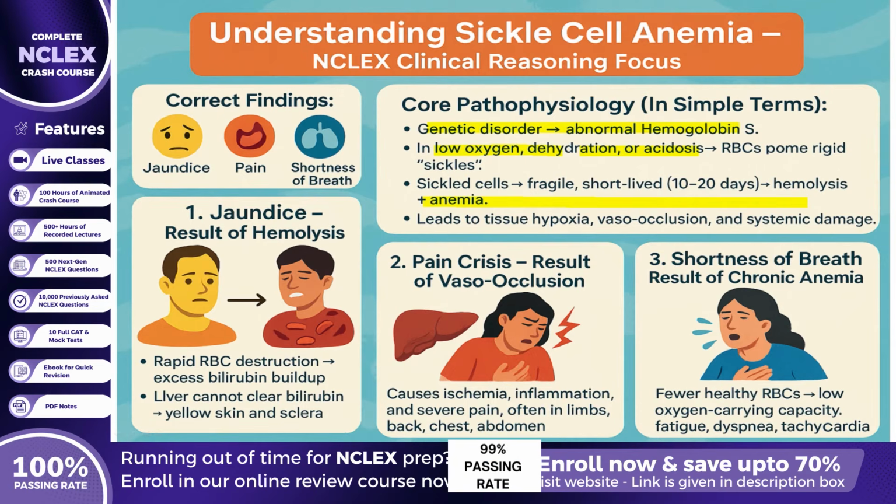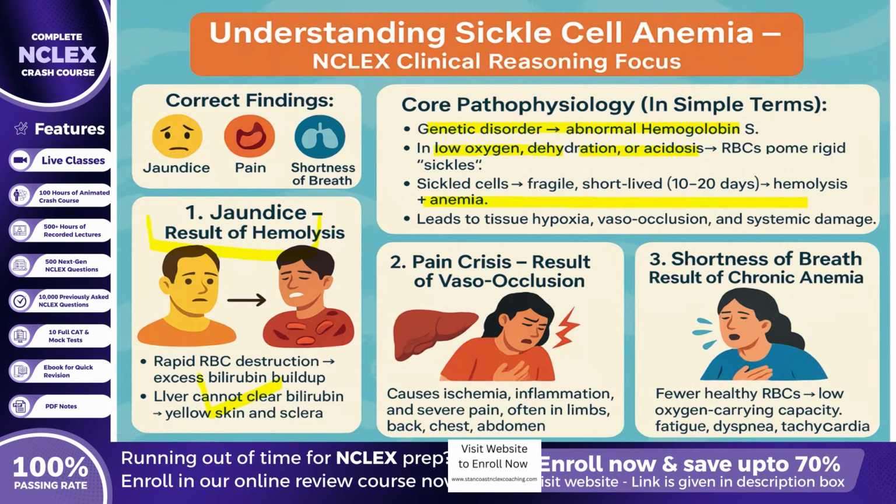Beginning with Option 3, jaundice, this symptom arises from the breakdown of sickled red blood cells. As they rupture, bilirubin, a byproduct of hemoglobin breakdown, accumulates in the bloodstream. The liver cannot process this excess bilirubin efficiently, leading to yellow discoloration of the skin and sclera. Therefore, jaundice is a visible and direct indicator of ongoing hemolysis in sickle cell anemia.